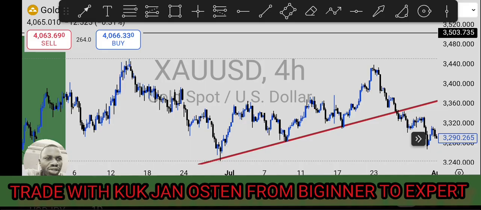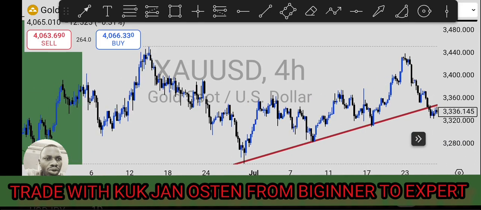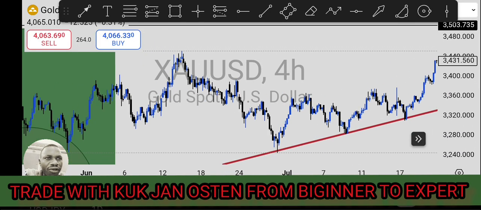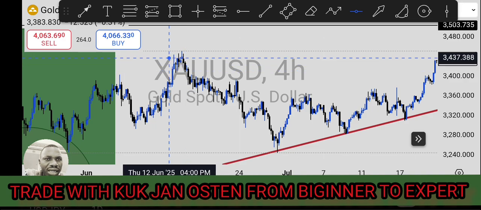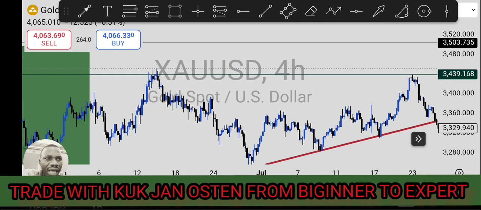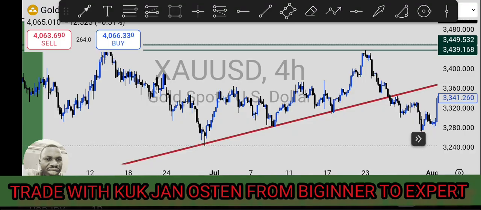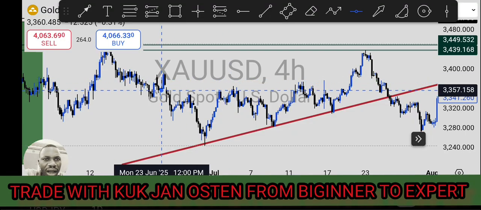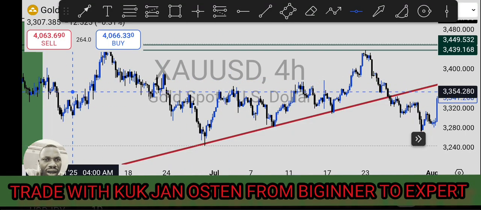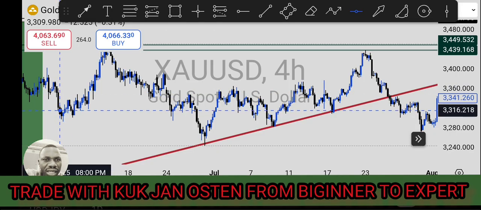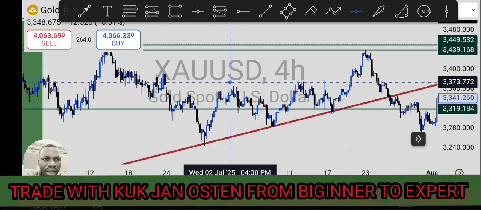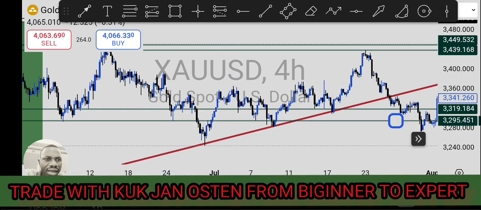The overall trend is a bullish trend, and at this point we are going to look for the bullish setup. So these are resistance zones. We also mark our major key zones. Here we have our zones, here we have our zones like this.